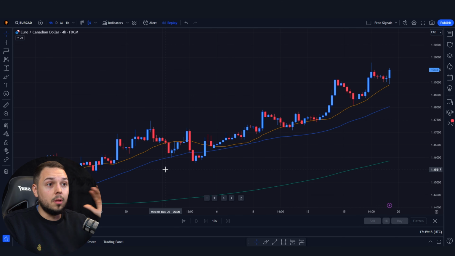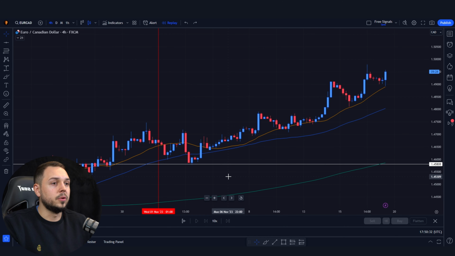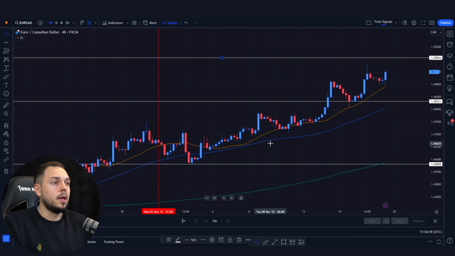However, this is not the exact strategy I'm going to teach you. There's something else. Currently it's November, so I'll mark the 1st of November with a red line. Now head over to babypips.com. In the settings, for time interval, please select 1 month and real time, and then we'll simply add the 3 relevant pivot points. So this was the first, this was the second, and here's the third.